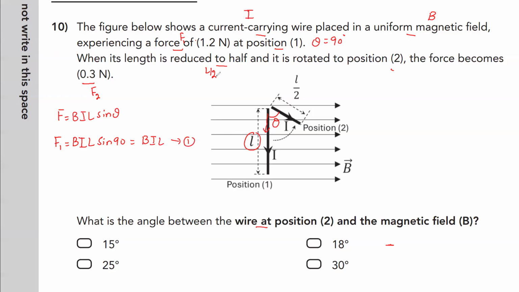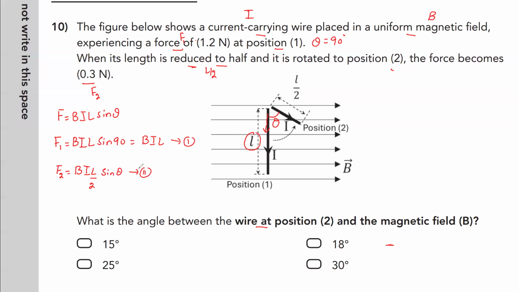Okay, now we move to the second force, F2. For making the value of F2, B is constant, so write down B. Current is also constant, so write down I. But the length is reduced to half, which means the length is L divided by 2. We don't know the value of the angle because we have to find it, so write down sine of theta. This is my equation number 2.